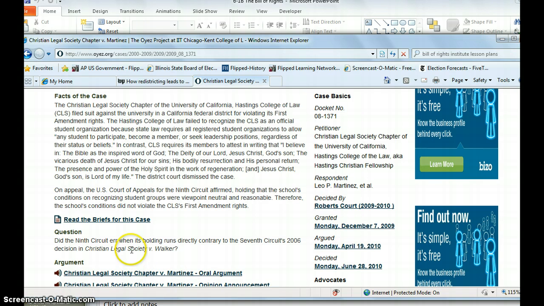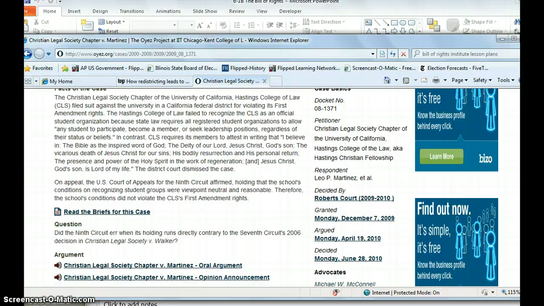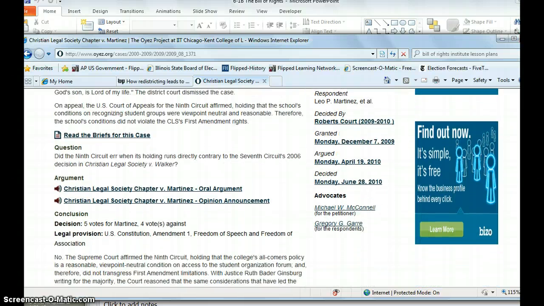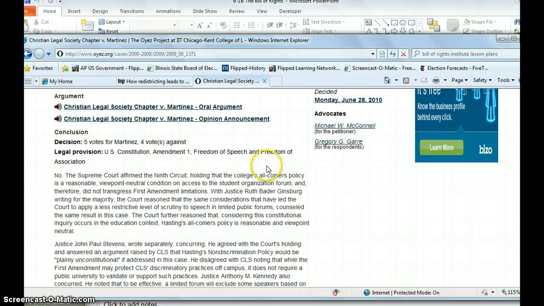What do we have here? This is, of course, precedent. So Martinez believes that this precedent should overrule the decision by the Ninth Circuit Court. And here is our decision. 5-4, 5 for Martinez, 4 votes against.